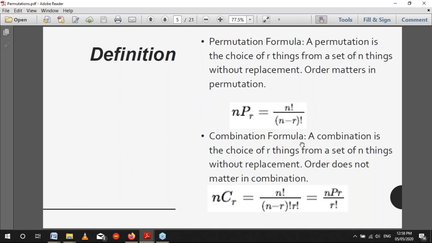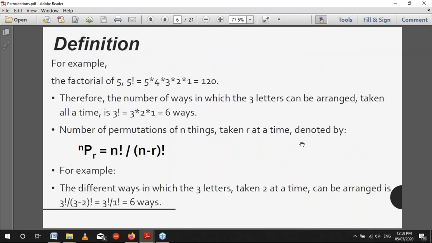Now let's look at another example. On the next slide, let's look at the example, the factorial of 5. Now look at this so that you will not be confused. The factorial of 5 is what? 5 times 4 times 3 times 2 times 1. So if you multiply all together, what will it give you?